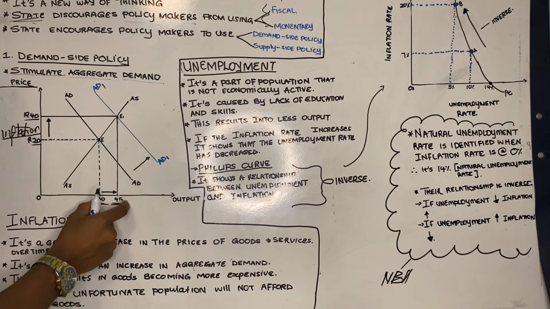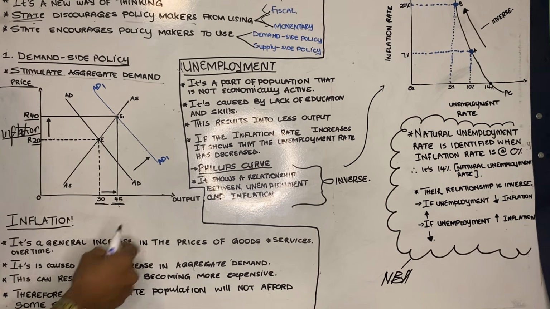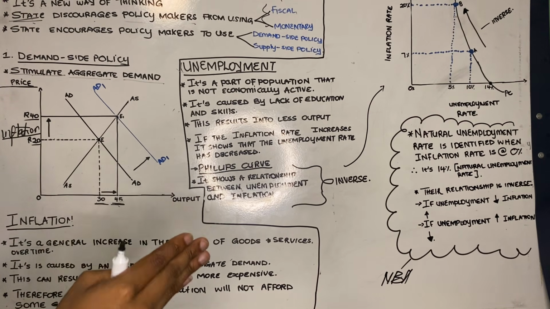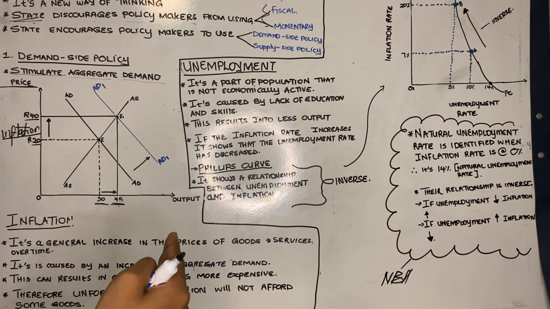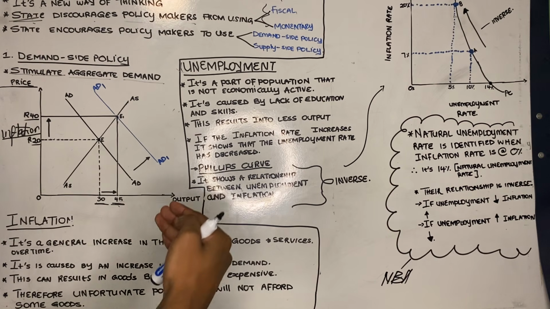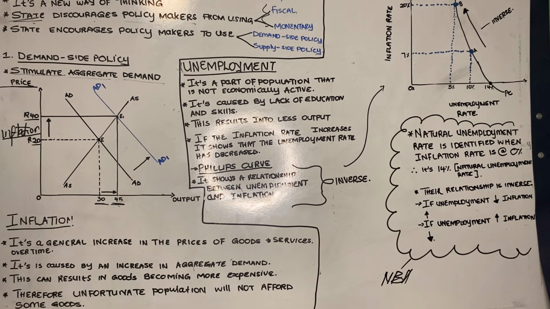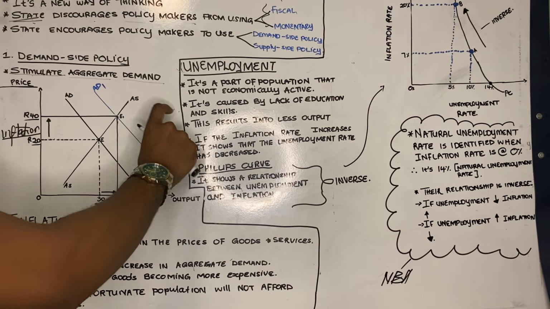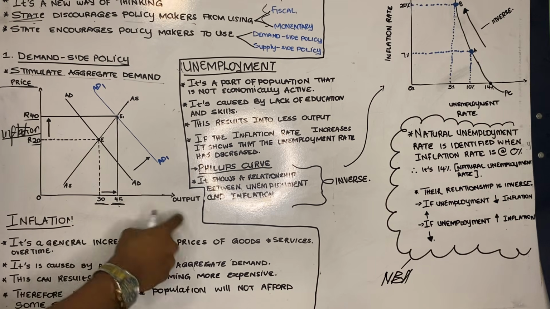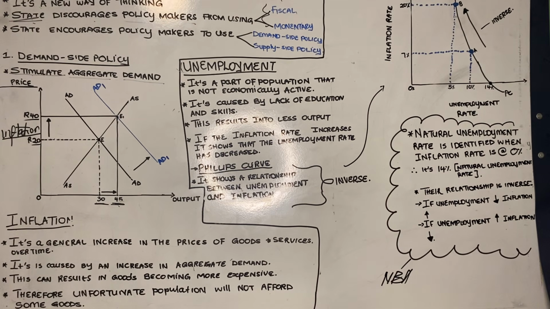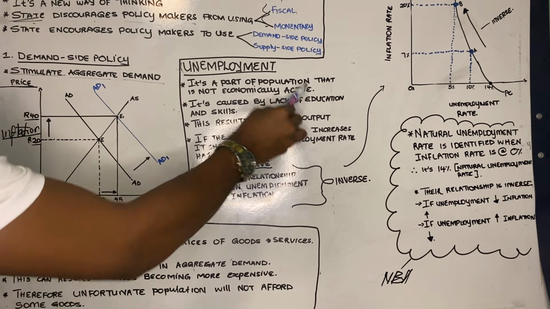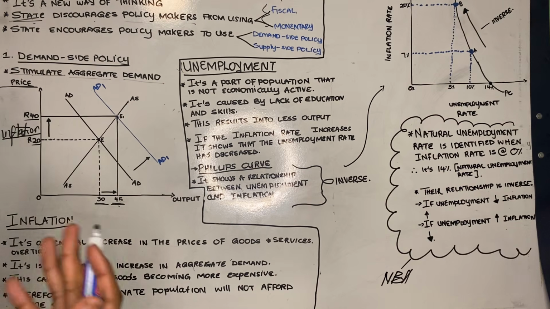The increase in the level of output will indirectly inform you that the level of employment has increased. Therefore, if the level of employment has increased, it will tell you that the level of unemployment has decreased. So that's how we came up with the term unemployment. We looked at the effect on the output. All right. So what is unemployment? Unemployment is the part of a population that is not economically what? Active.